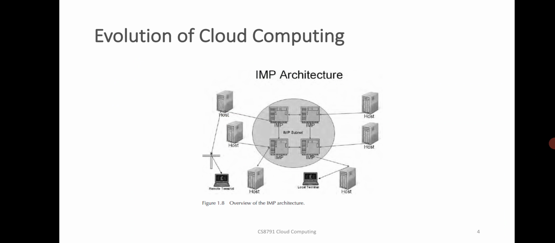at ARPANET. So now you can see the architecture of IMP. Overview of IMP architecture. Host will be there, then local system will be there, then IMP protocol will be there. The host and the local system will be connected with the IMP subnet.